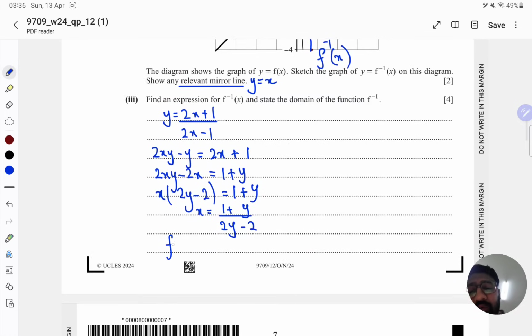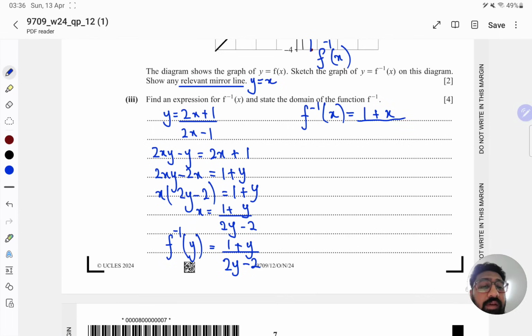The second last step is to replace this x with f inverse of y, which will make the expression like this. And the last step is to replace wherever there are y's with x, which gives 1 plus x divided by 2x minus 2. So this is the inverse of that particular function, and it is also asking you to state the domain of the function. So domain of the inverse.